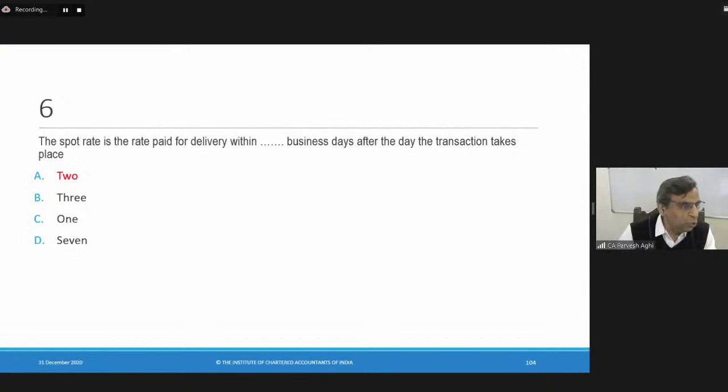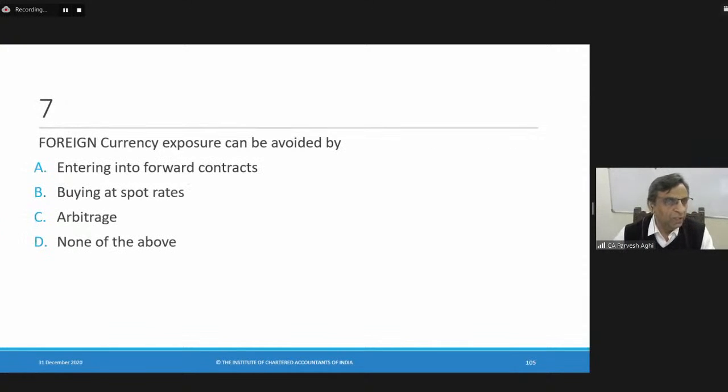So the answer is 2, 6th A. Okay. So the spot rate is the rate paid for delivery within 2 business days after the day the transaction takes place. Okay, 6th A, 2 days, absolutely right. Chavi, Sumit, you're also absolutely right. So let's move on to question number 7. Foreign currency exposure can be avoided by entering into forward contracts, buying at spot rates through the process of arbitrage, or none of the above.